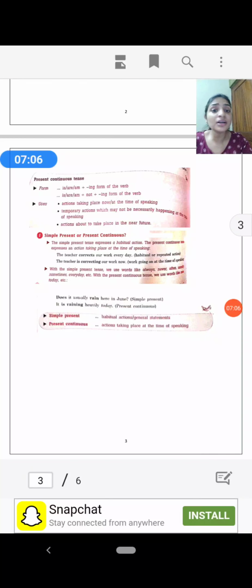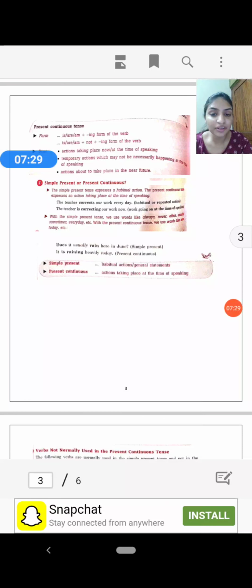Okay. It is a habitual thing or a seasonal activity that you're talking about, which happens during every season of the year. Maybe in June you're asking about it. Okay, but it is not happening right now. But it is raining heavily today is happening right now. It is raining heavily right now today. So it is present continuous tense.